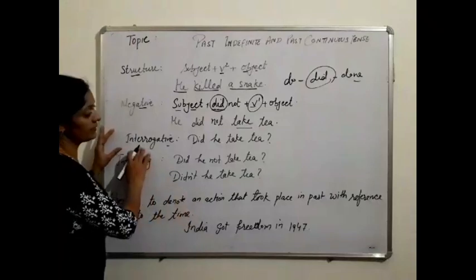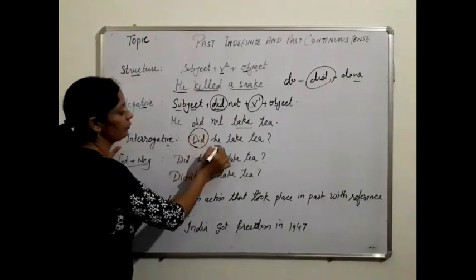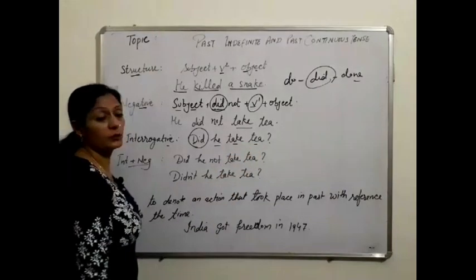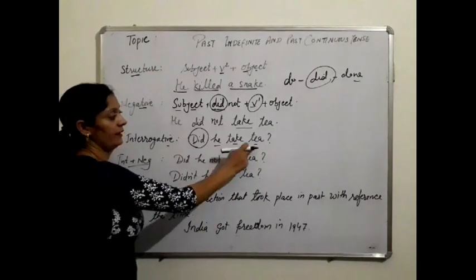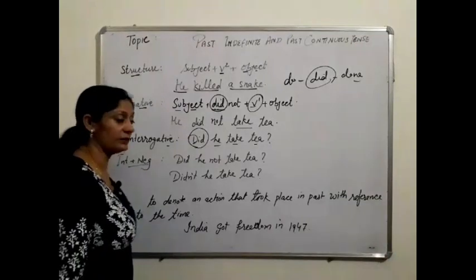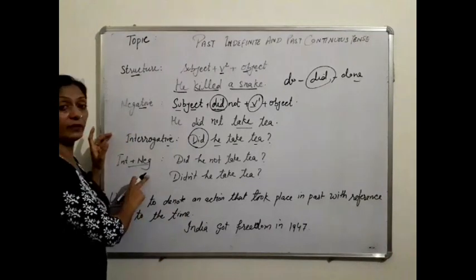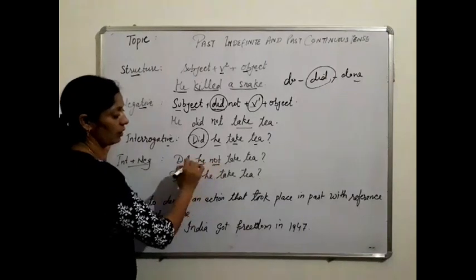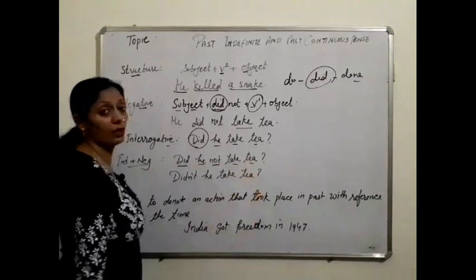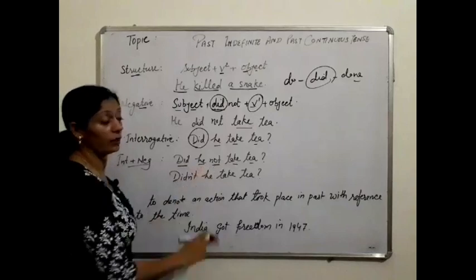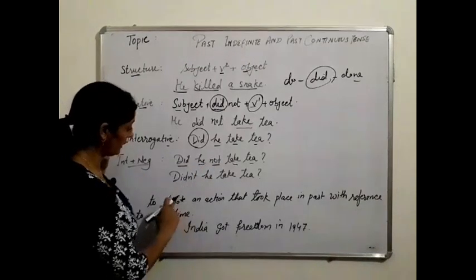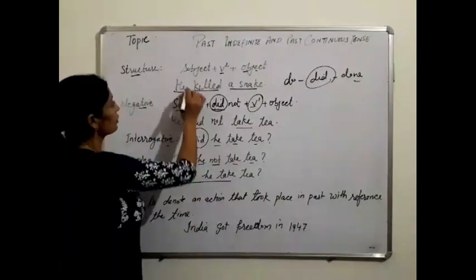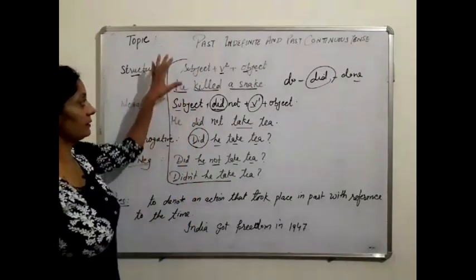In interrogative sentences we use the helping verb before the subject, then verb and object. Did he take tea, with a question mark at the end. Next, interrogative negative. At first the helping verb, then the subject, not is there, then verb and object. Did he not take tea? Or we can also write, didn't he take tea. Okay, this is the structure of past indefinite.